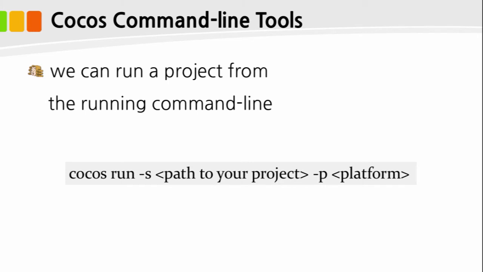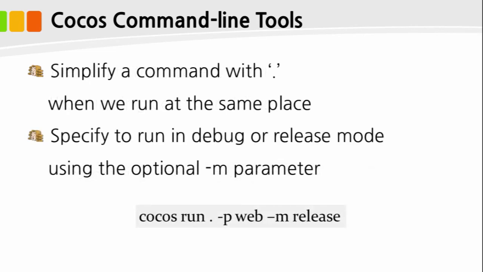Now, the main topic is to run this project. Now we generated a new project, and we also got the source code, so you can make your own project. If you want to run this Cocos2d project, this is the basic syntax: cocos run -s to specify the path to your project, and -p for platform. Platform means Android, iOS, but we will use web. Then let's run our project. Simply a command with a dot means that we run at the same place. You can specify to run in debug or release mode using the optional -m parameter. So you can ignore it or you can specify it. It's up to you. Let me summarize that our command is cocos run dot -p web. We specify our target to web, and -m release. You can ignore this one.